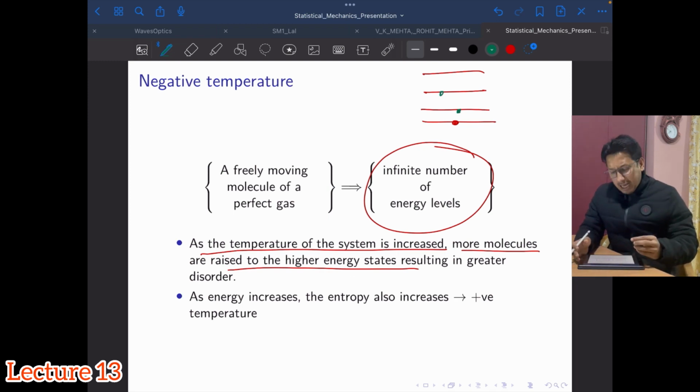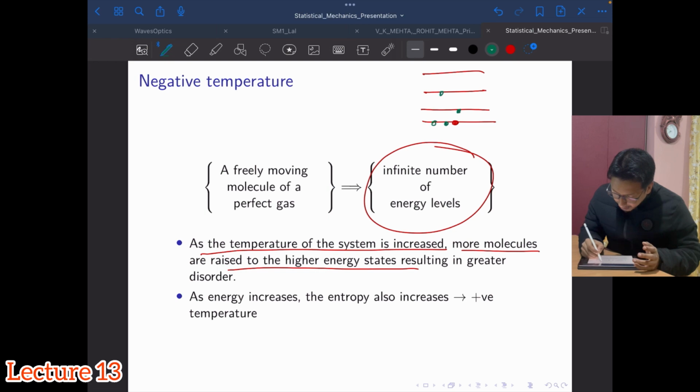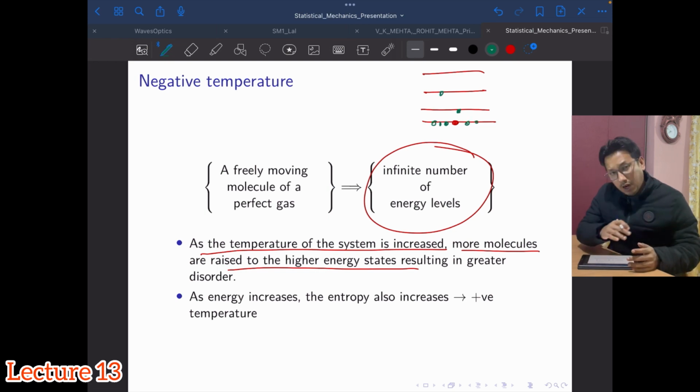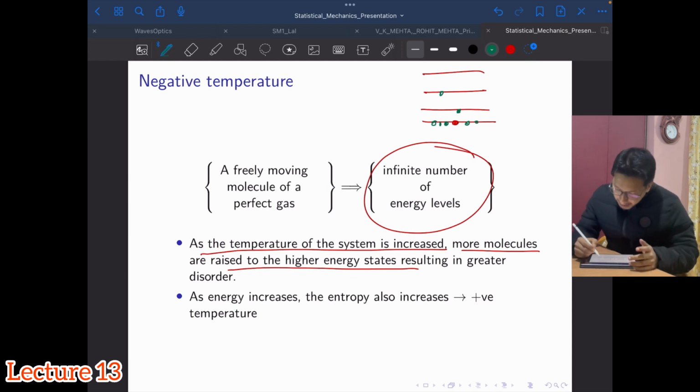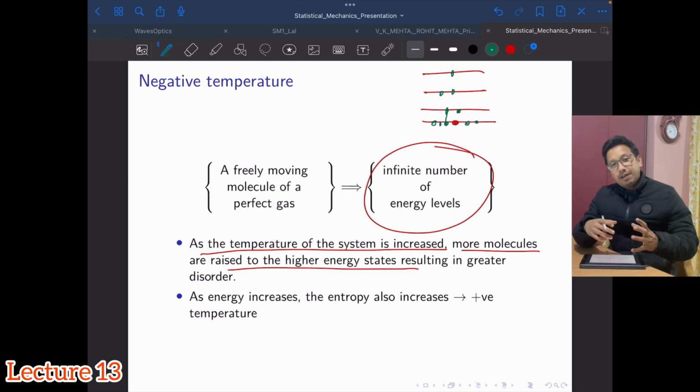Now let's say I have not only one atom or molecule, I have thousands of molecules. So I have so many of them lying here, and initially all are lying in one state, so there is an order in the system. Now if I keep supplying energy, or if I raise the temperature of the system, what will happen? Slowly, depending upon its probability, how many of those atoms can absorb energy, depending on that, they will keep on going either to this state, or maybe some will go to some other state. So it will start increasing the disorder of the system.